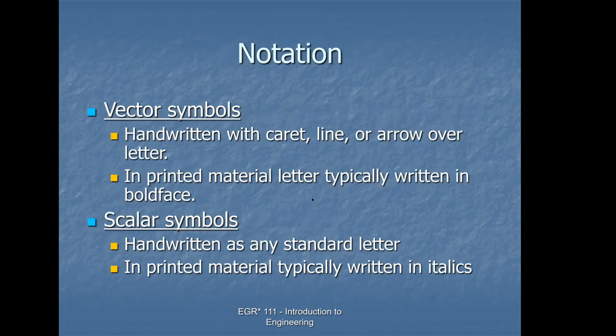All right. Okay, so that's what I'm talking about. So vectors you'll see with a line or arrow over the letter if it's handwritten. In the notes, printed material, you could just use boldface and tell that it's a vector. Okay. Then handwritten, I'm sorry, scalar symbols are just handwritten, and often you'll put it in italics to show that this is just a scalar, just a quantity. Okay.